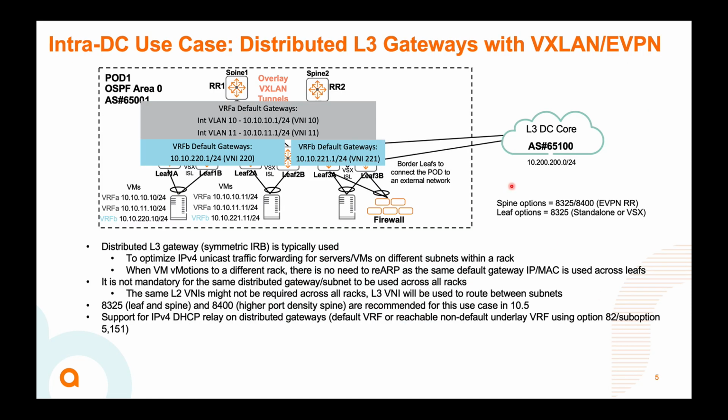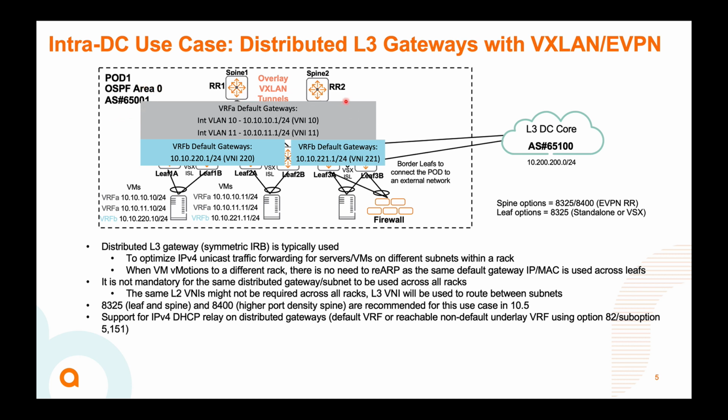We covered the distributed layer 3 gateway use case at the beginning of this video, but in this slide, I'd like to expand more on it. So for spine options, we really recommend the A325 as the EVPN route reflector. As you can see here, on this port, we have OSPF Area 0 and AS 65001. One single AS for each port. So if you have a port 2 and wanted to replicate this, port 2 would also have OSPF Area 0 with another AS number, 65002.